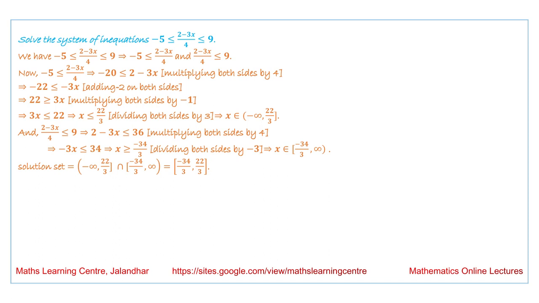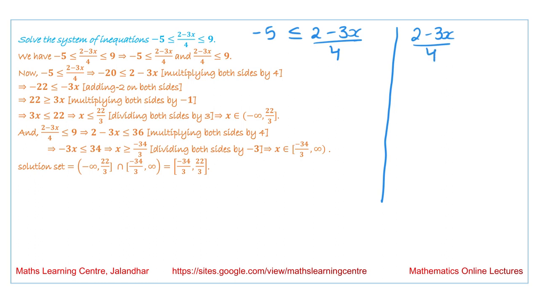Next is solve the system of inequations. This inequation is given, we are writing it again in two parts. First is minus 5 is less than equal to 2 minus 3x by 4, and second is 2 minus 3x by 4 is less than equal to 9. Now solving this first part, we obtain minus 20 is less than equal to 2 minus 3x. So minus 22 is less than equal to minus 3x.